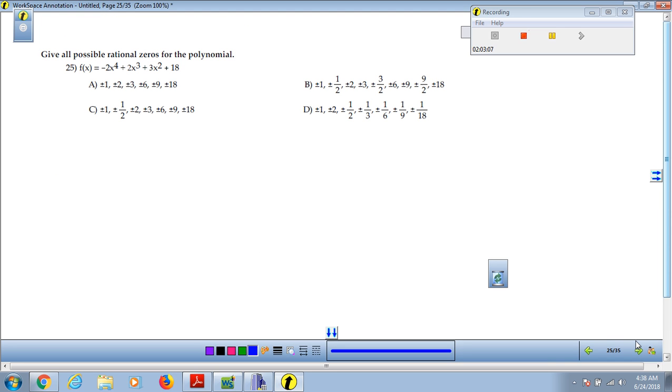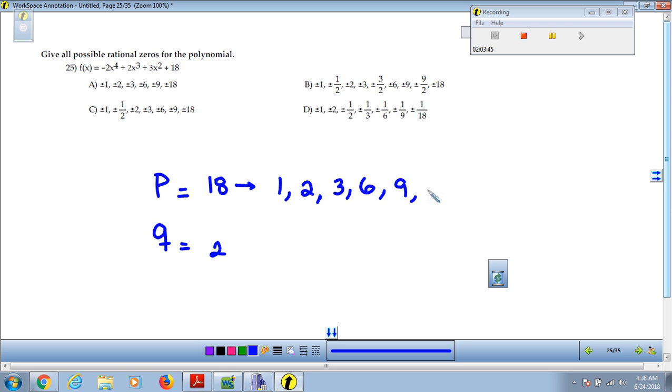The definitions. Give all possible rational zeros for the polynomial. Possible rational zeros, okay. So we're not going to find the actual zeros, the actual answers. They just want the possible ones. That's why you're going to use the rational zeros theorem. So what's P? It's 18. What's Q? It's the 2. Now, do you need the negative? No, just the 2. So then, numbers that 18 is divisible by: 1, 2, 3, 6, 9, and 18. And this is divisible by 1 and by 2.